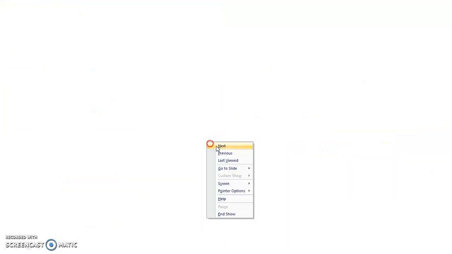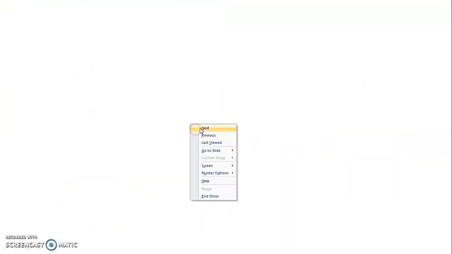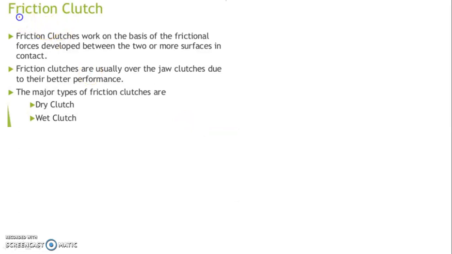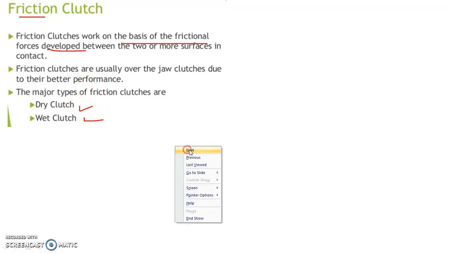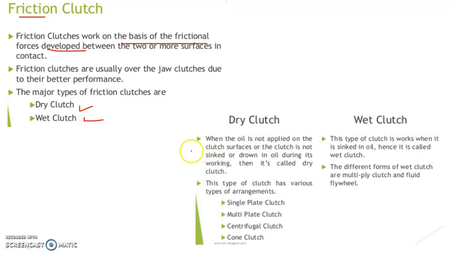So after that we will study what is meant by friction clutch. As the name suggests, friction clutches work on the basis of frictional force developed between two or more surfaces in contact. Friction clutches are usually preferred over the jaw clutches due to their better performance. There are two types of friction clutches. One is called dry clutch and second one is called wet clutch. So what is the difference between these?